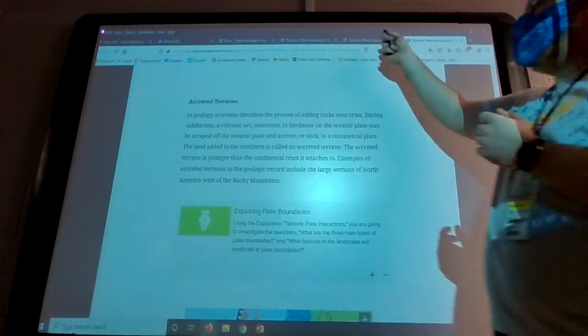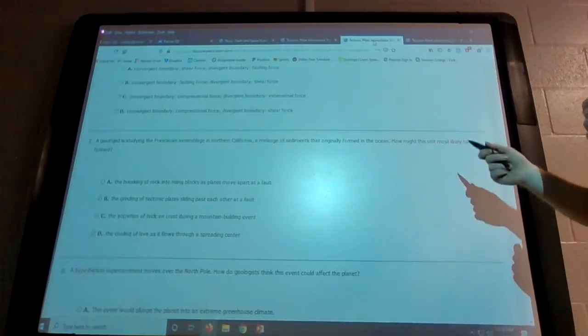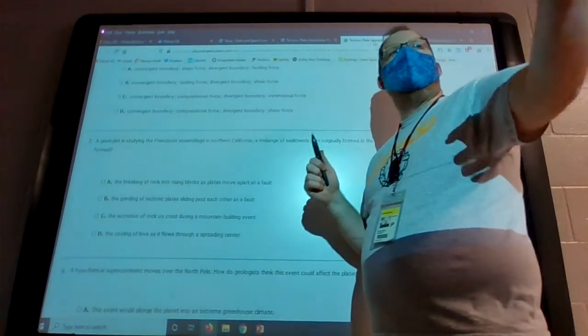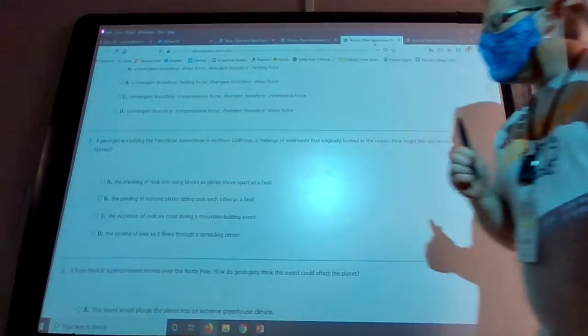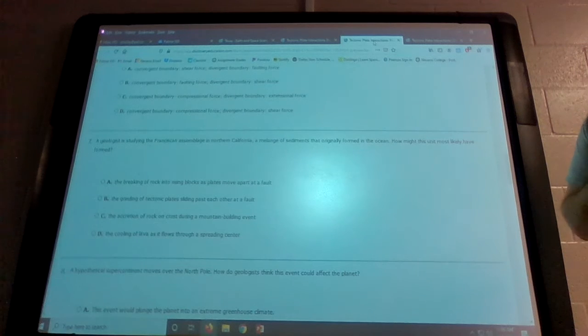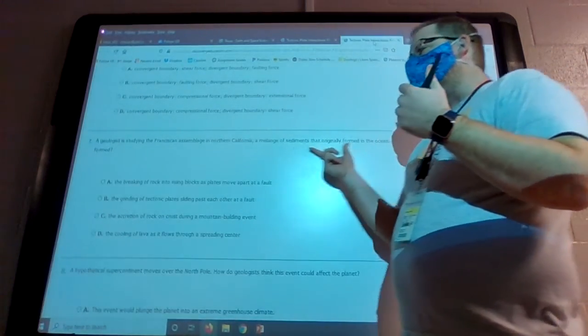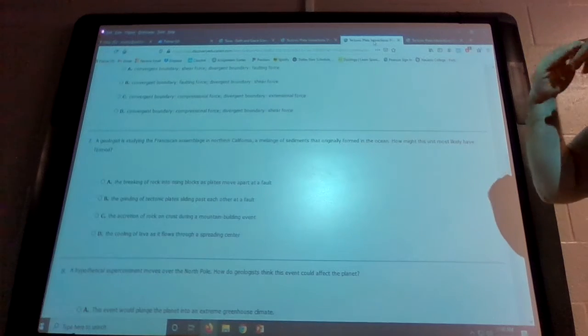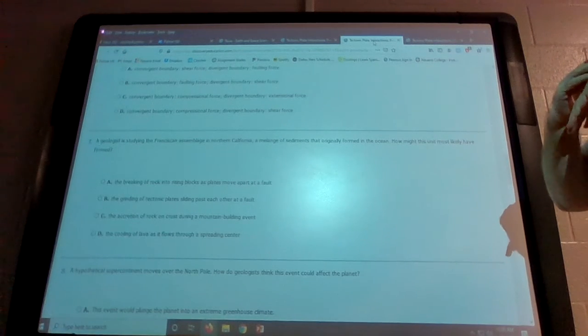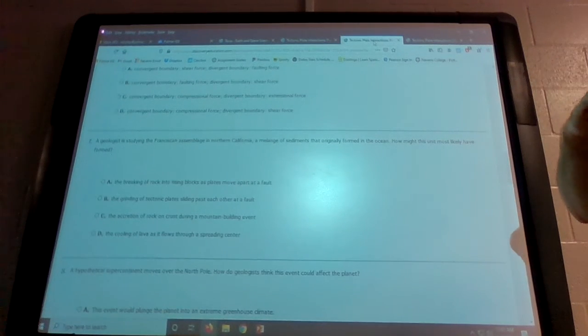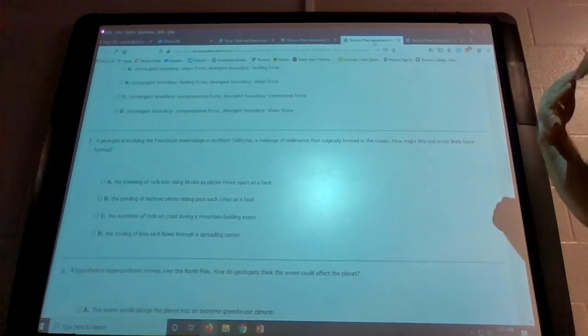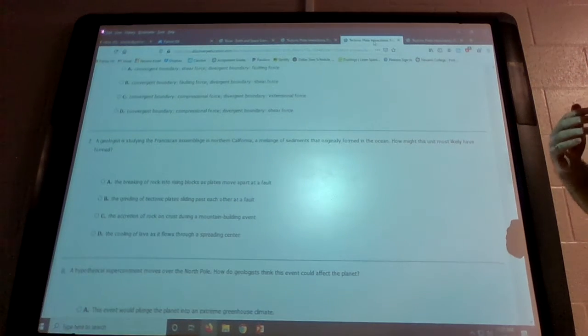Yes, so basically with that one, where they talk about the accreted terrains on number 7, is that the one you asked about earlier, Terry? Or did you just say 7 out loud? Never mind. But anyways, if you have questions on number 7, basically what's happening when you have a melange of sediments is you have one plate being subducted underneath another one or sliding past another one, and you're getting a bunch of different rocks scraped off.